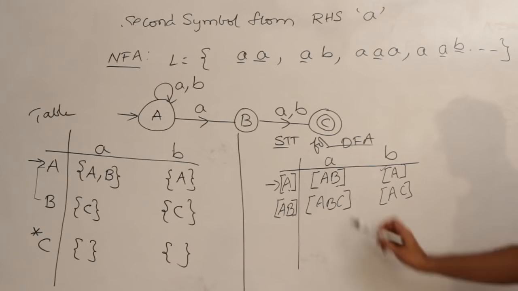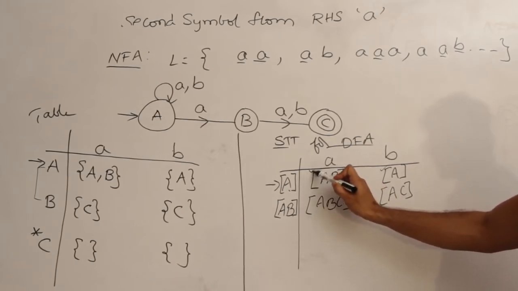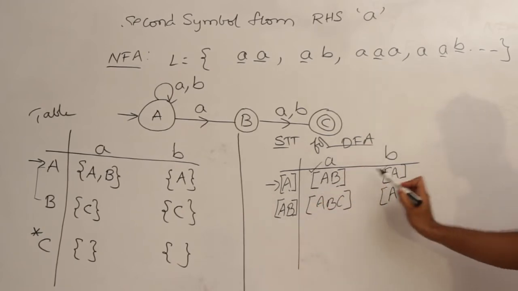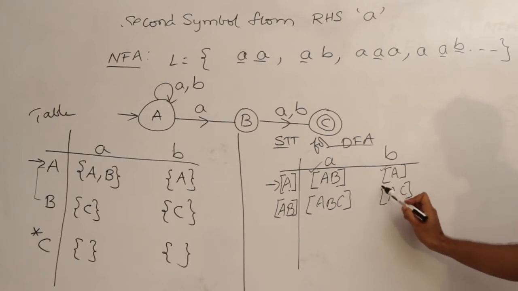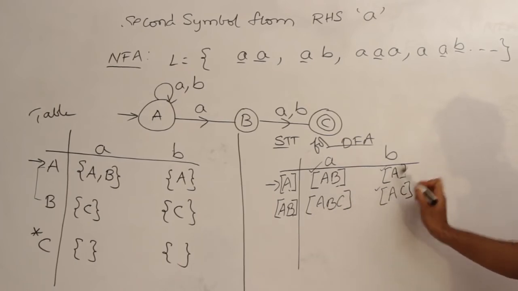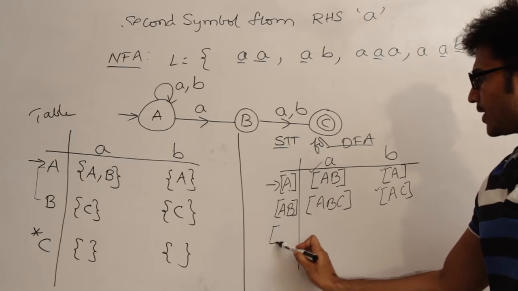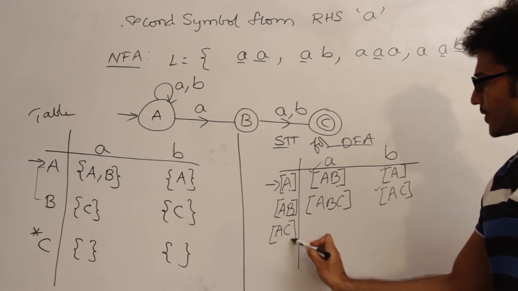Now just think about it. What are the states reachable? AB, and for that AB I have given the row, and for A I have given the row, but I didn't give any row for ABC or AC. Let me take AC first. You can go in any way. Let me take AC first.